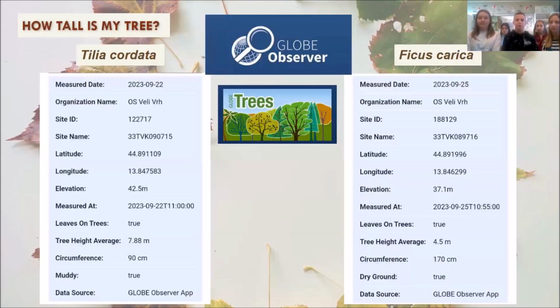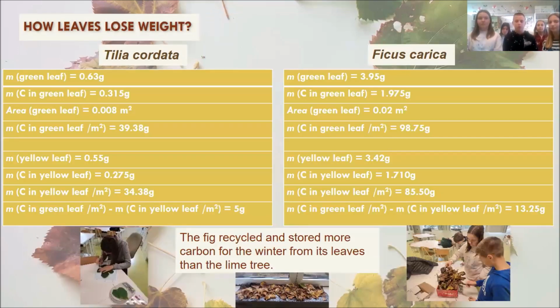We measured the height of the trees with the GLOBE Observer app. These are the data. The height of the lime tree is 7.88 meters, and the height of the fig tree is 4.5 meters. We measured the circumference of trees with a meter. We also did the activity, how thin are the leaves? According to the instructions, we determined the area and the weight of the dry green leaf. We divided the weight of the leaf by 2 to get the weight of carbon stored in the leaf.